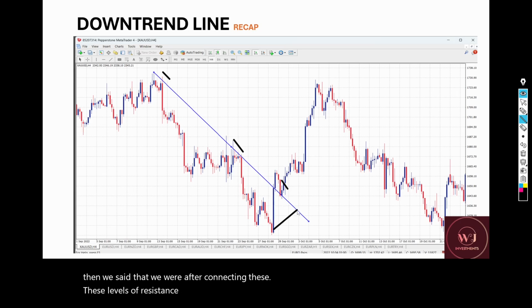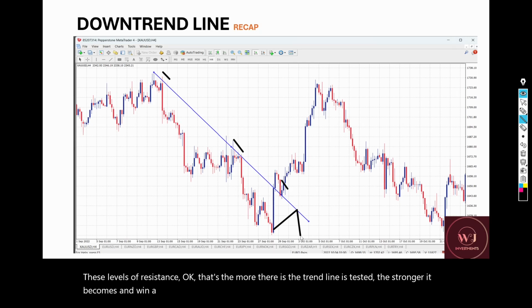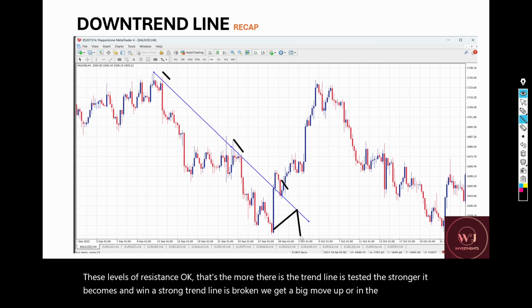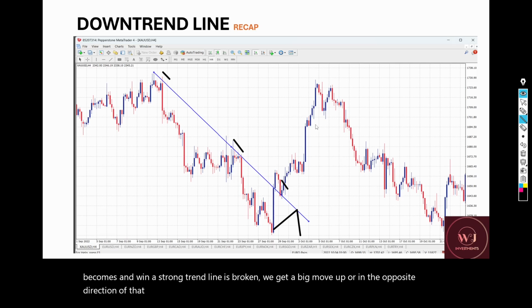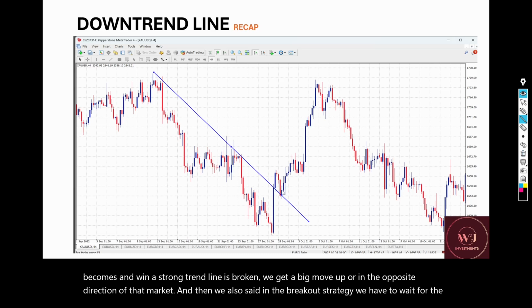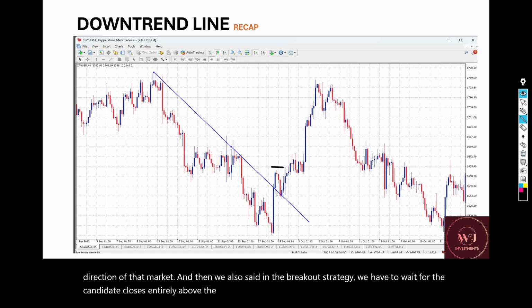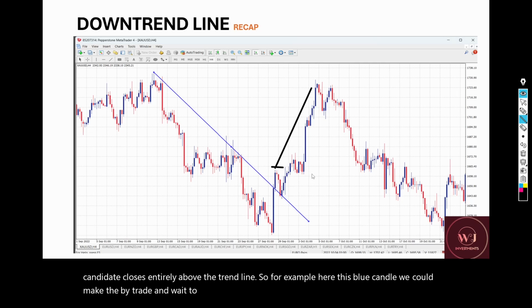the more the trend line is tested, the stronger it becomes, and when a strong trend line is broken, we get a big move up or in the opposite direction of that market. And then we also said in the breakout strategy, we have to wait for the candle that closes entirely above the trend line. So for example, here this blue candle, we could make the buy trade and wait to catch the wave up. And then the other issue is we have to use limit orders.